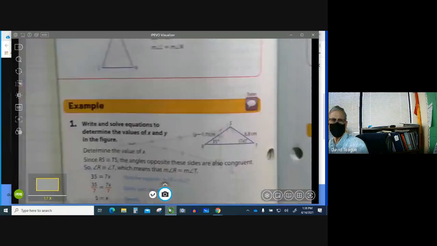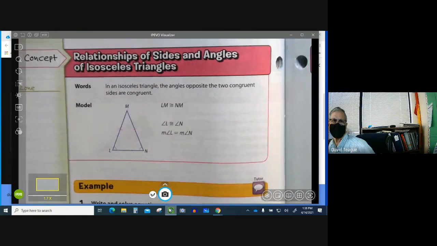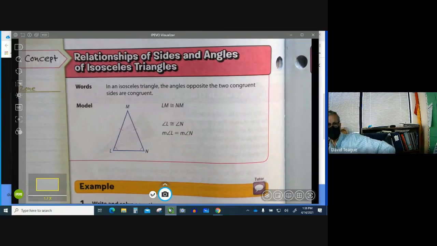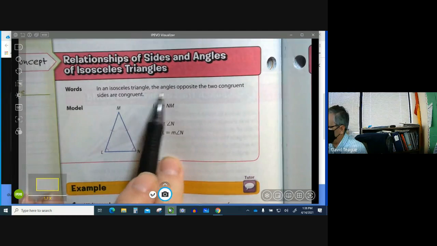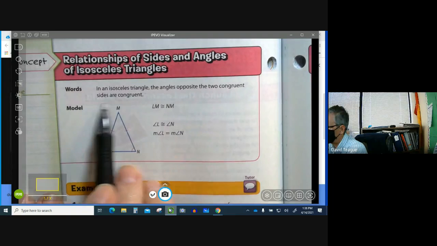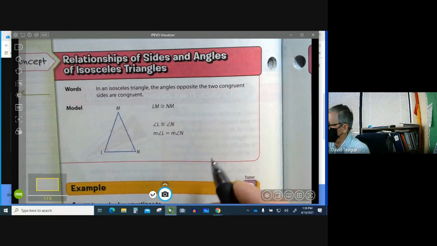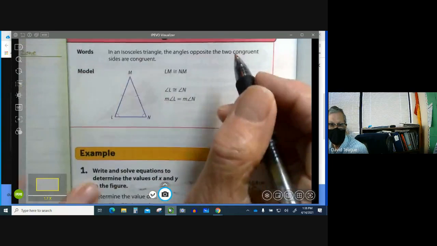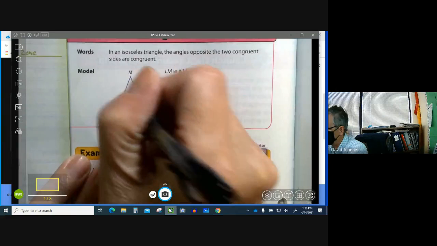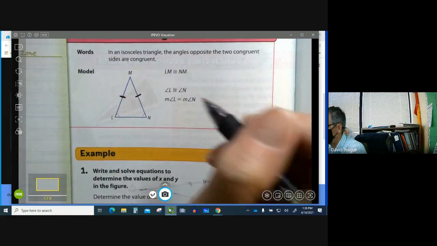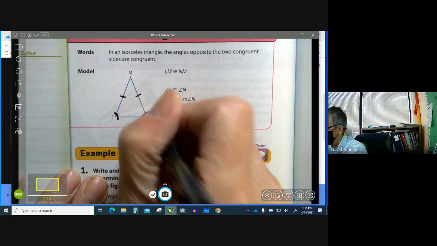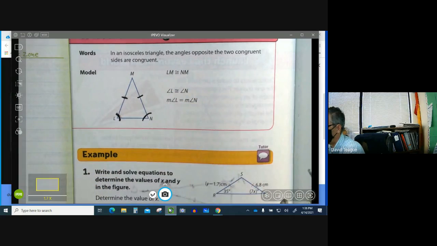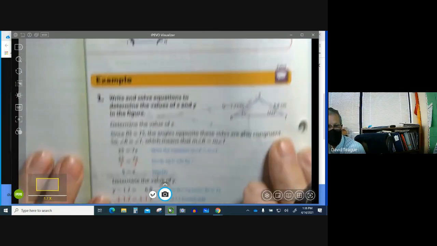Okay, turn the page. At the top of the page, it says relationships of sides and angles of isosceles triangles. In an isosceles triangle, the angles opposite the two congruent sides are congruent. So in this drawing right here, we know this is congruent and this is congruent. And we know that this angle is equal to this angle.